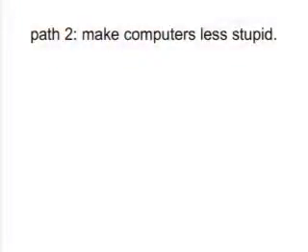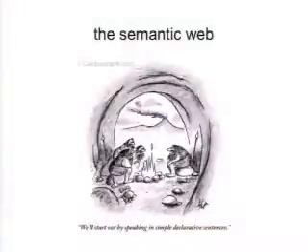And the second path is to make computers less dumb. And this is unfortunately much harder. The semantic web is the sort of common name for it, or the linked data web and so forth. And it is as absurd as expecting cavemen to speak in simple declarative sentences.